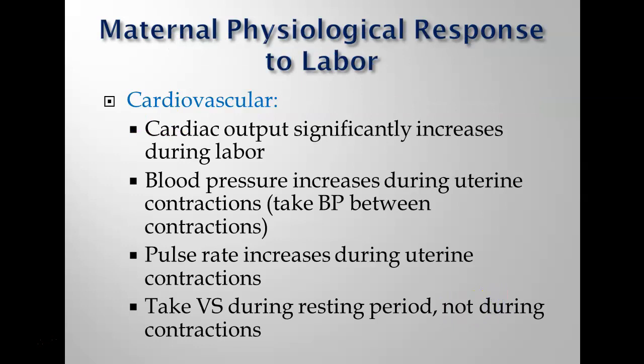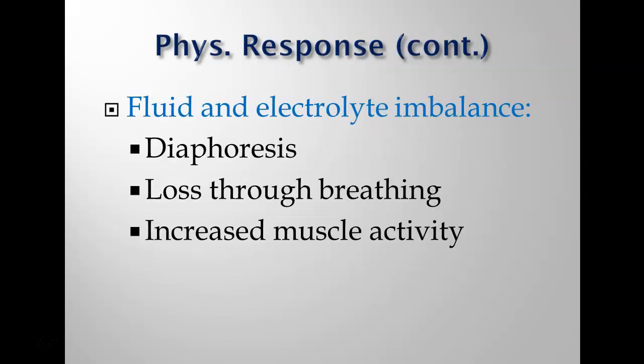So when we talk about maternal physiological responses to labor, we're going to talk again about the different body systems. In the cardiovascular system, the cardiac output we know is significantly increased during labor. It's doing a lot of work. The blood pressure will increase during uterine contractions. So if you're taking a blood pressure, make sure you're doing it during the interval part, the part where they're taking a rest. Pulse rate can increase during uterine contractions, and you want to make sure you're taking vital signs during the resting period and not during a contraction, which can amplify all her vital signs.